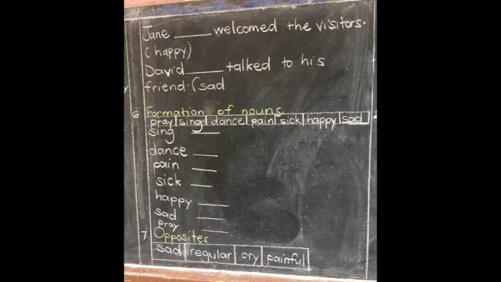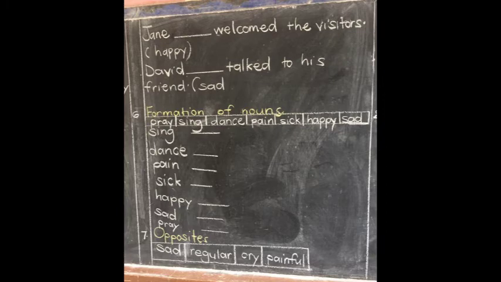Then we have sick, and from sick, we can get sickly. And sickly is S-I-C-K-L-Y. Someone who is sickly is someone who is often sick and weak.